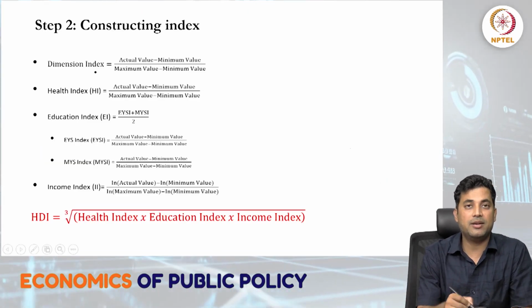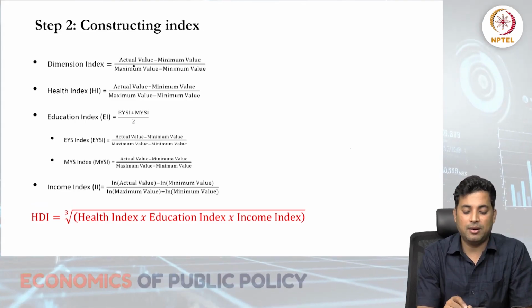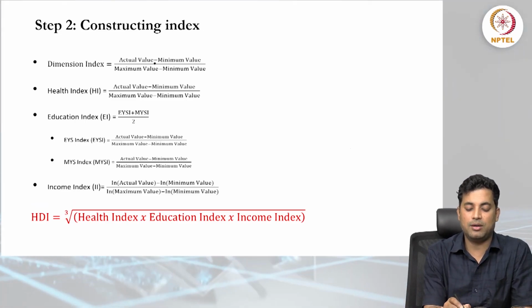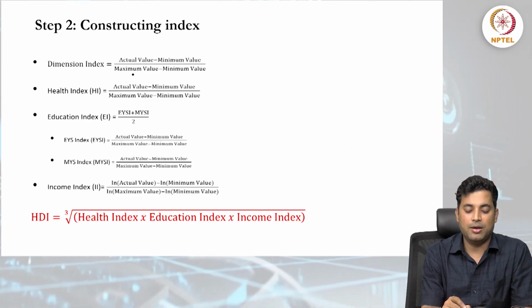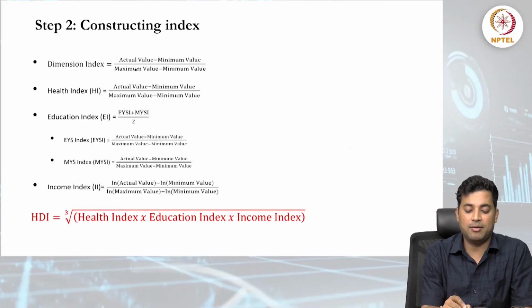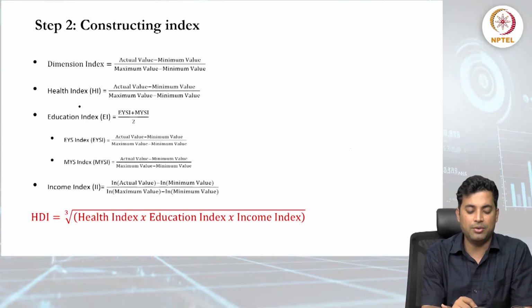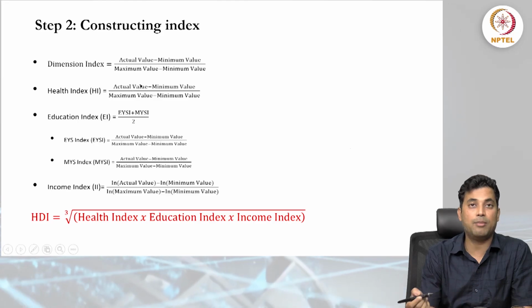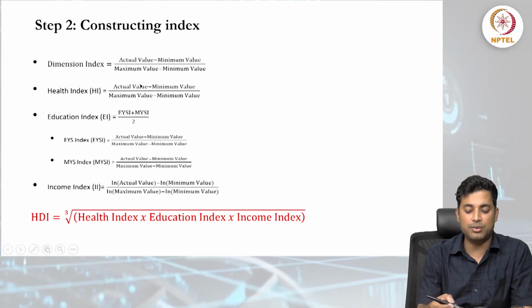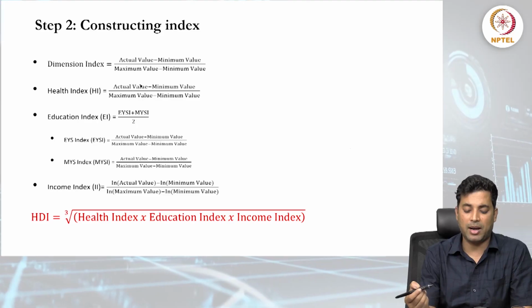Like the dimension index, the simple calculation method is actual value minus minimum value, divided by maximum value minus minimum value. The health index we can calculate likewise: actual value minus minimum value, then divided by maximum value minus minimum value.